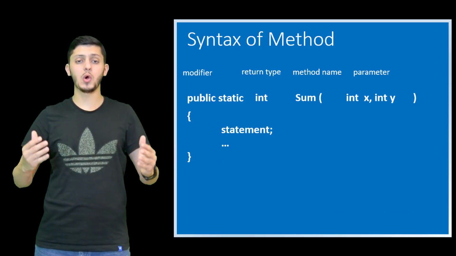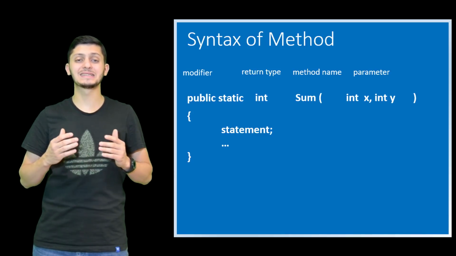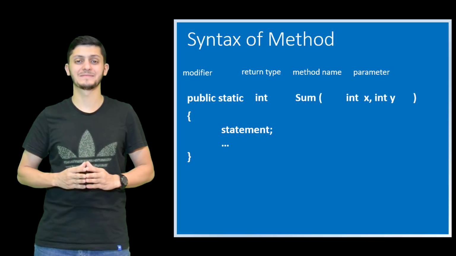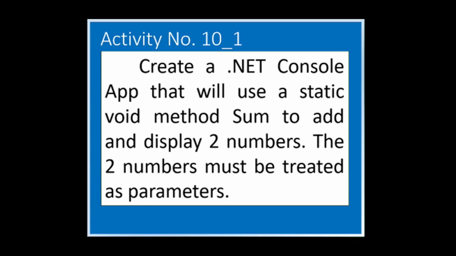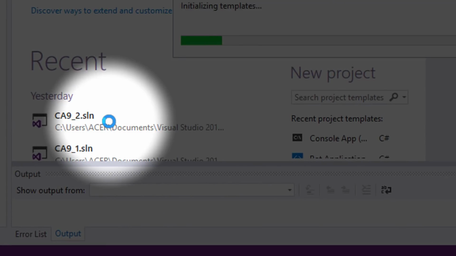We are going to work on only one project for this lesson, but we will revise it several times. To start, we will create a new project that has a static void method sum to add and display 2 numbers. These 2 numbers will be treated as parameters. We will do the input part in the main method. Then we will call the sum method. So let's create a new project and name it CA10_1.